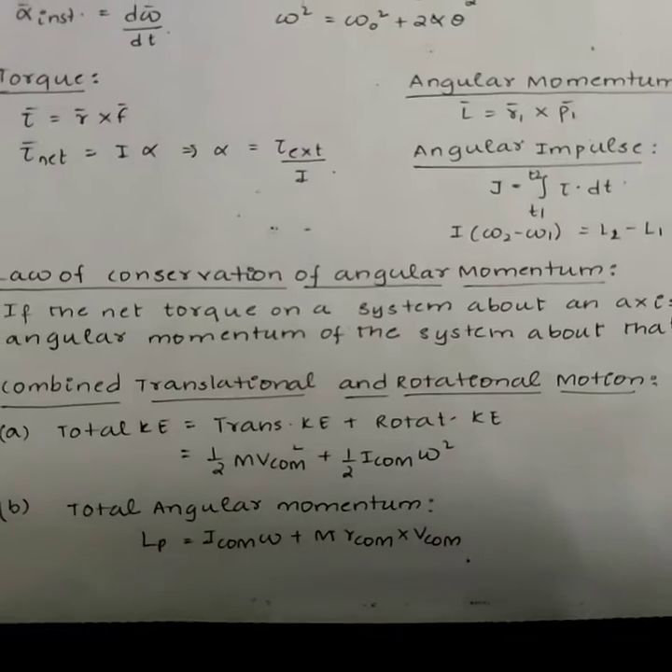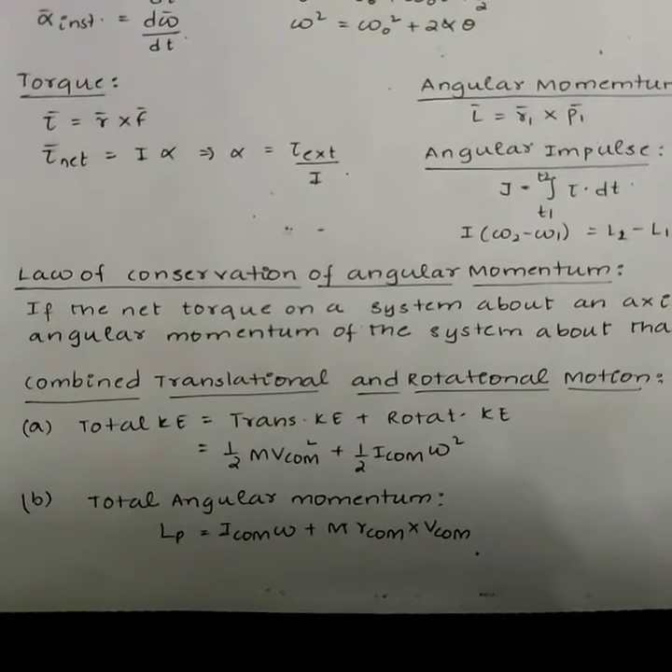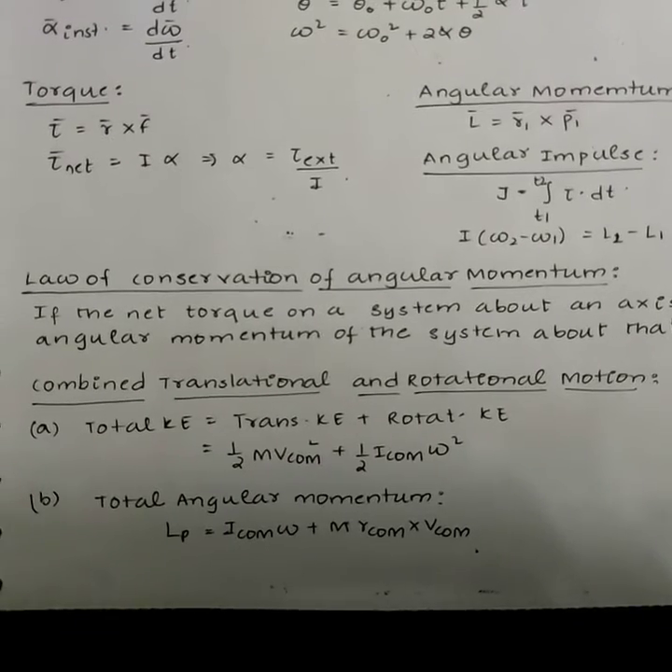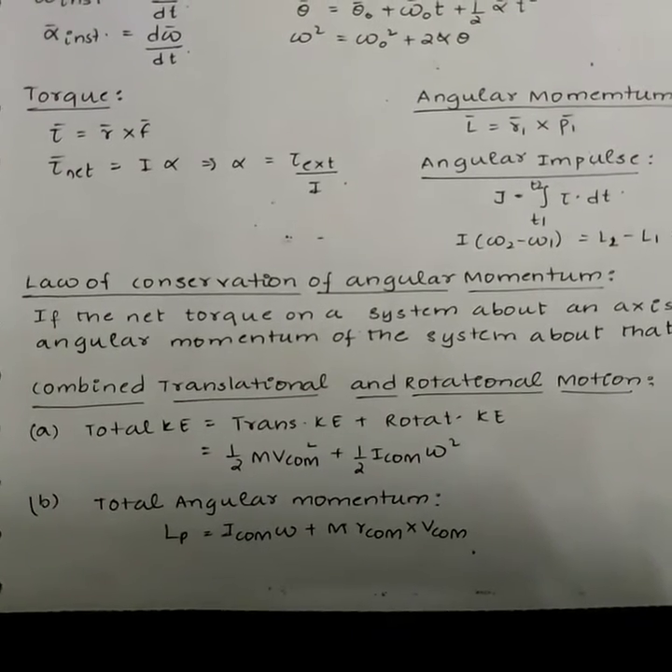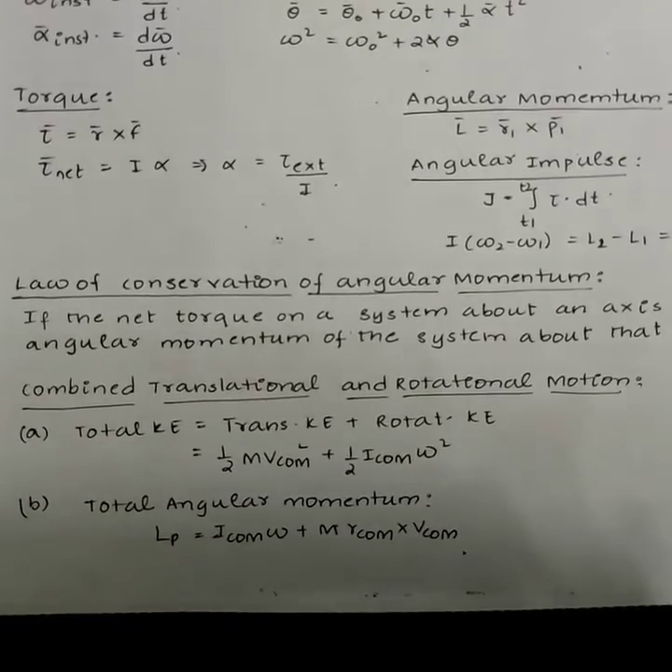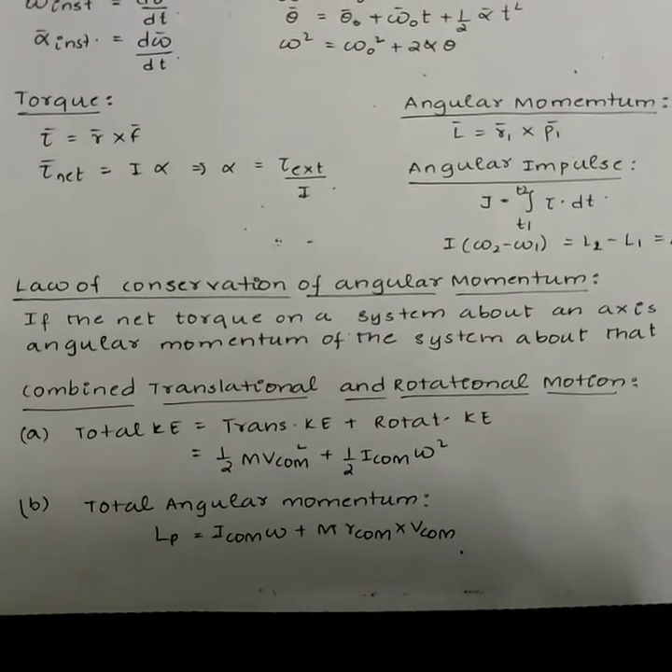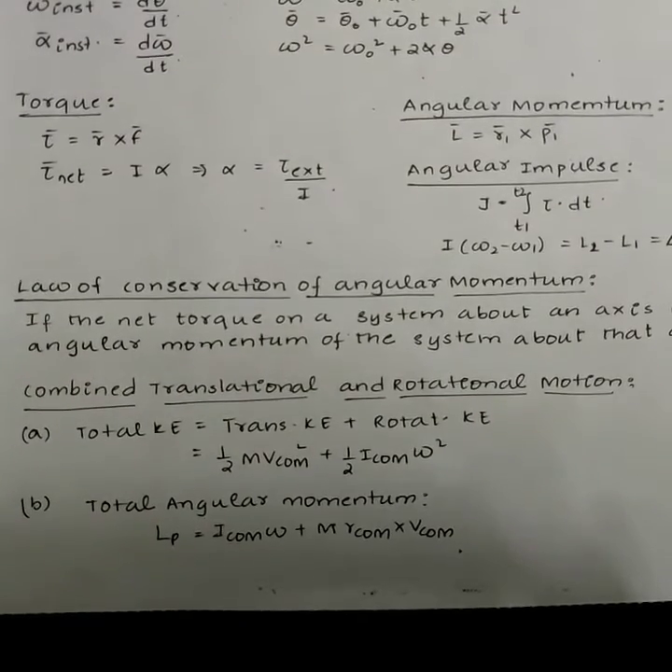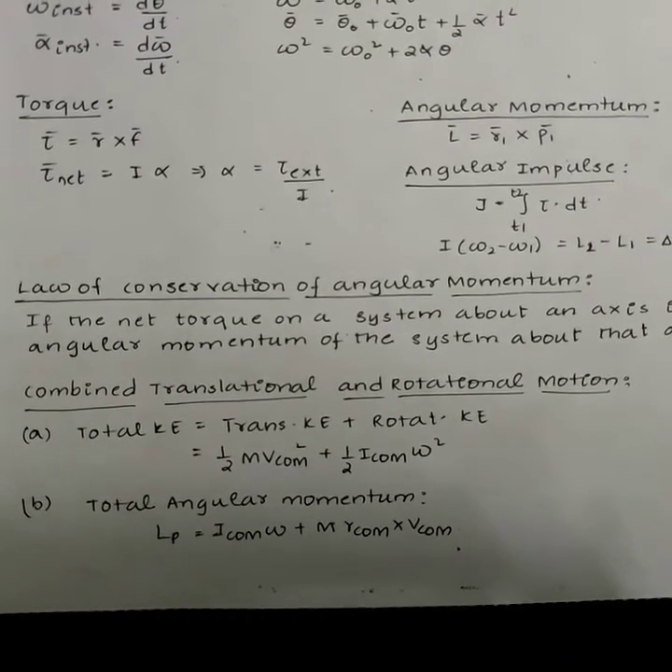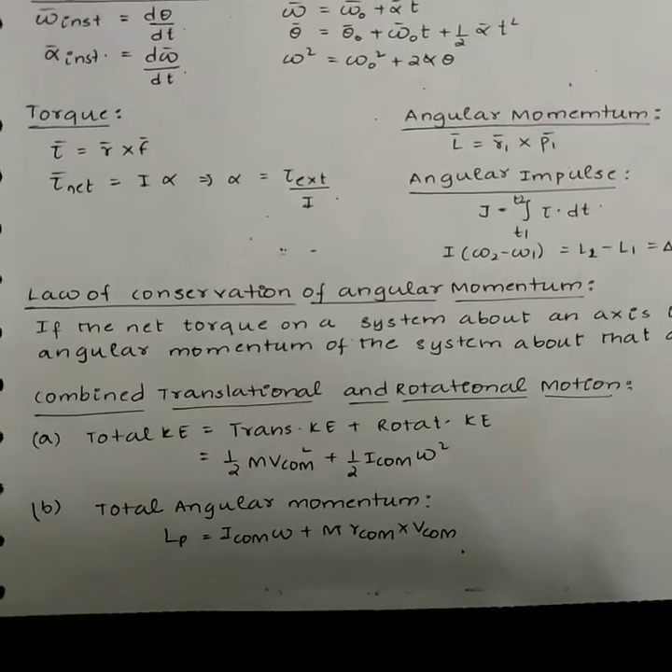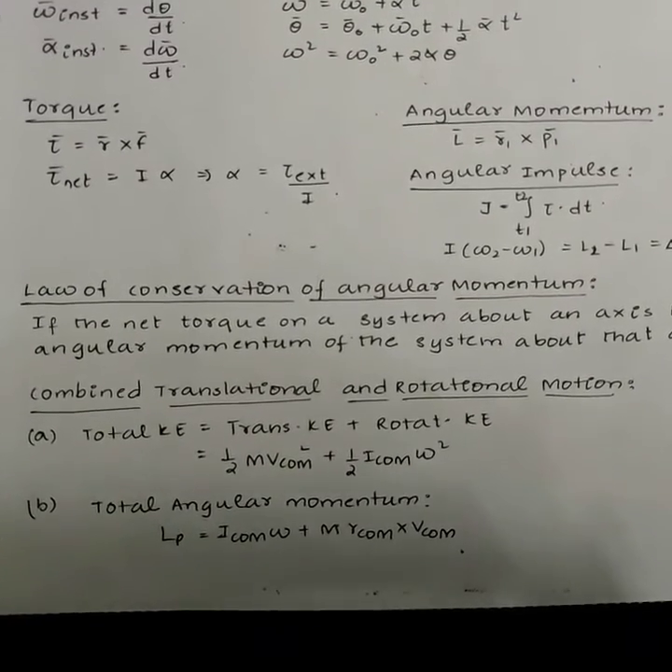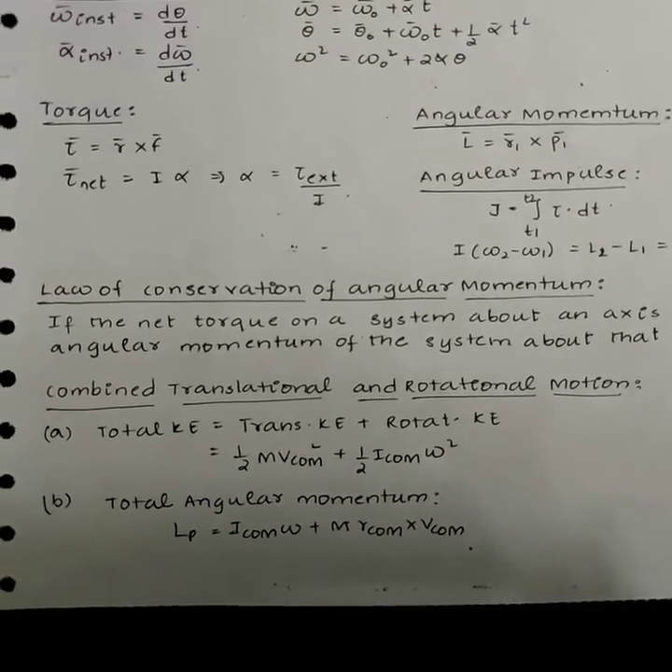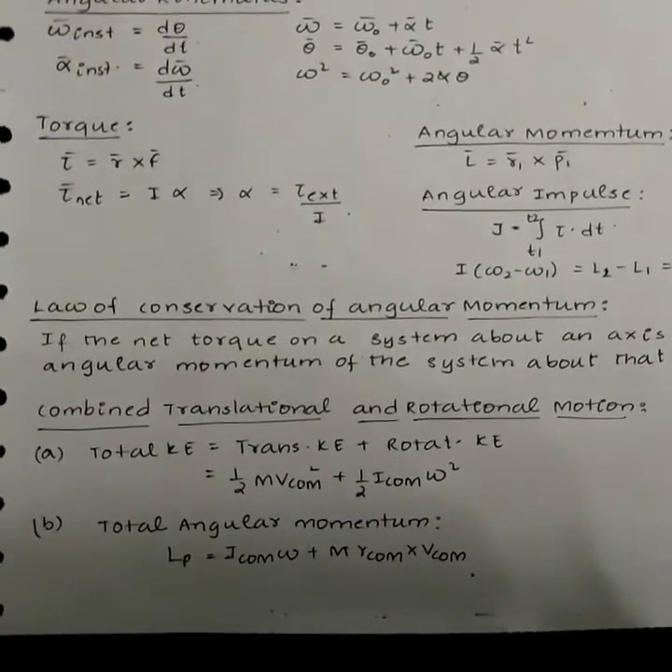The combined translational and rotational motion. Suppose a body is undergoing rotation about an axis passing through its center of mass, with its moment of inertia denoted by I_COM and angular velocity omega_COM. Let the center of mass be moving with velocity v_COM in the frame of Earth, let the mass of the body be m, and let the position vector of the center of mass be r_COM in the frame of Earth. Then the following statements hold true.